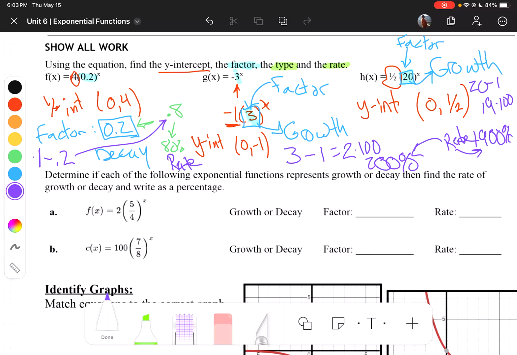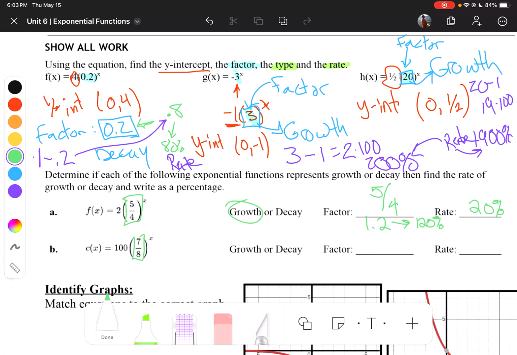So coming down here to our 2, you're thinking this was multiple choice. It's not multiple choice, it's 2 separate problems. So here we go. This number bigger than 1 certainly is. That's growth. That is our factor. So 5/4, if you want to change that to a decimal, would be 1.25. Change that to a percent, that's 125%. How much over 100% is that? That is 25% over.